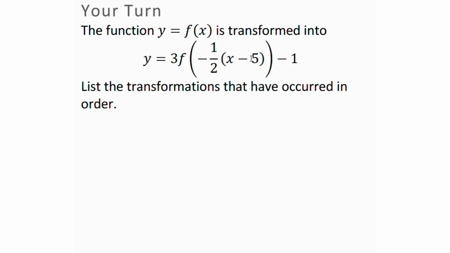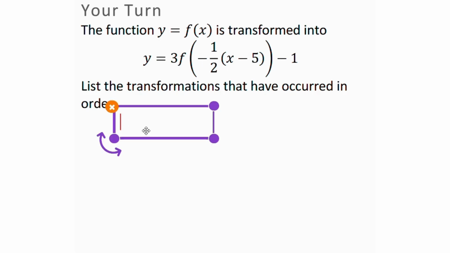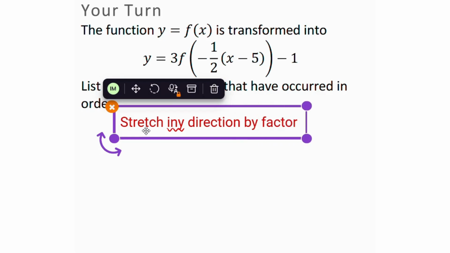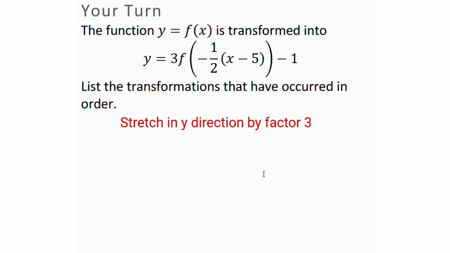Inside the function, we have these two happening. We would expect, because of these brackets and BIDMAS, for the -5 to happen first. So the opposite happens, the stretch happens first, and then the translation. So first of all, we have a stretch in the y direction by factor 3, because it's in the y direction, it's what we expect it to be.